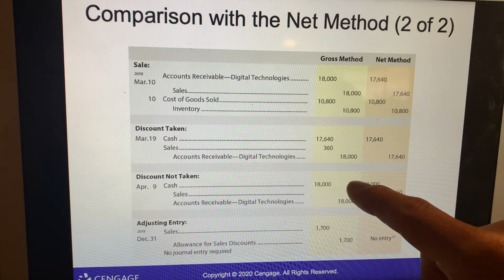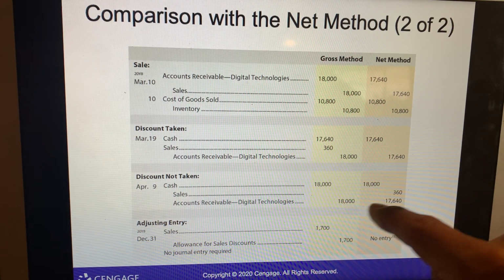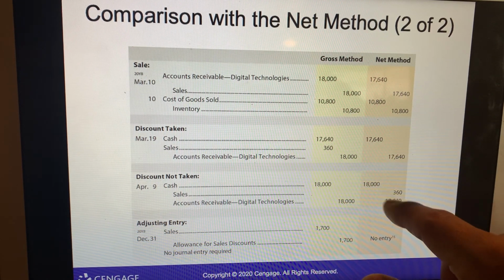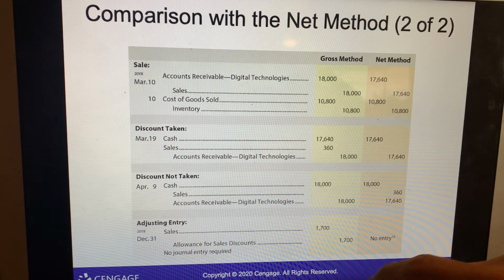Okay, and then down here, it's almost flipped right here. So those two are flipped. Adjusting entries 1700. There's no adjusting entry for the net method. Okay.